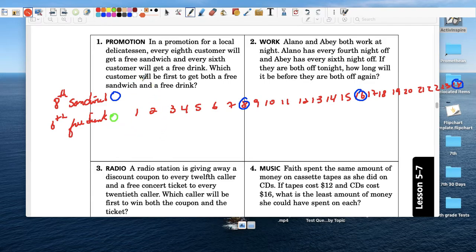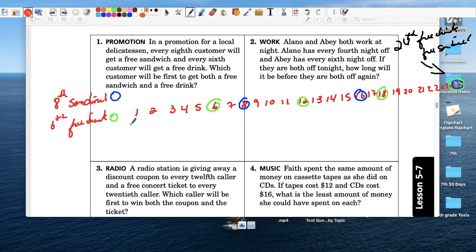The green is every 6. So the 6th person gets a free drink. 6 plus 6 is 12, this customer gets a free drink. 12 plus 6 is 18, and this person gets a free drink. 18 plus 6 is 24. So the 24th customer gets a free drink and a free sandwich. So this is an LCM problem.